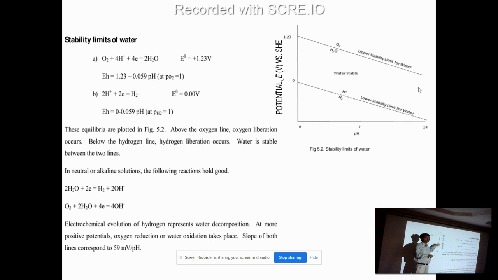You can just do this simple experiment. Take a glass of water, put in electrodes, connect to a battery and apply potentials. You see bubbles forming on the electrodes. If I am putting a potential of 2 or 3, more than 1.23, I'll get oxygen bubbles. If my potentials are less than 0 or at least 0, I start observing the hydrogen bubbles. This is what the water splitting reaction is. Water splitting reaction, okay? So this is that diagram.